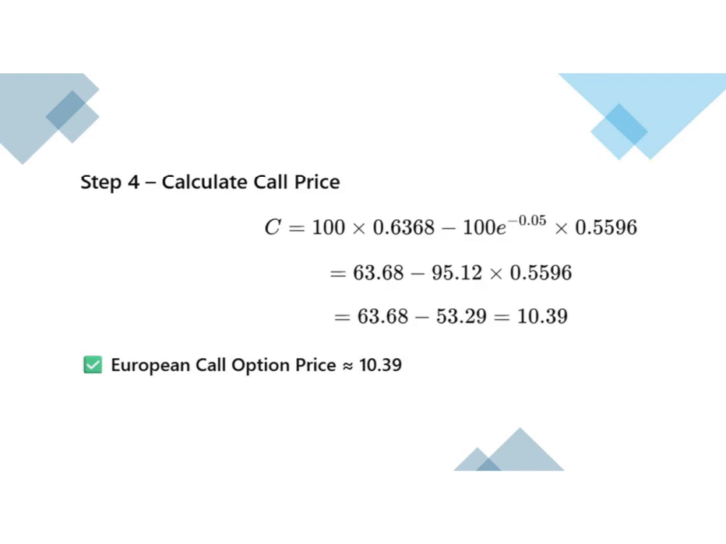To find the call price, we multiply 100 by 0.6368, which gives us 63.68. Then, we calculate 100 times e to the power of negative 0.05, which equals 95.12, and multiply that by 0.5596, resulting in 53.29. Subtracting 53.29 from 63.68 leaves us with 10.39. So, the approximate price for the European call option is 10.39.